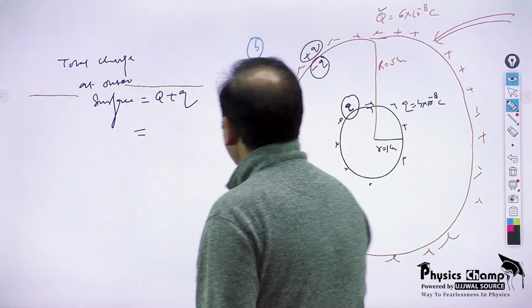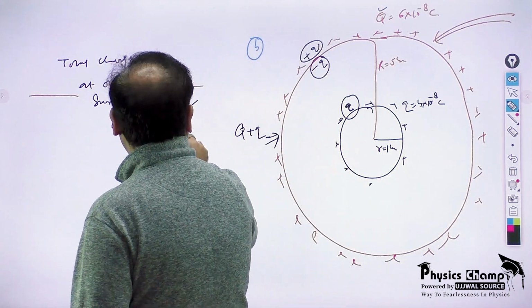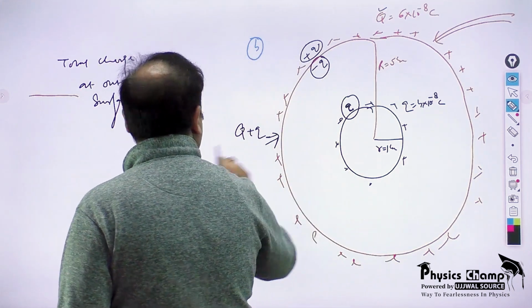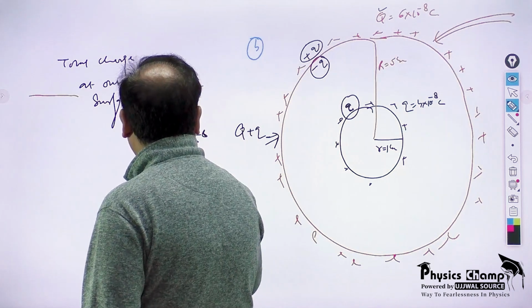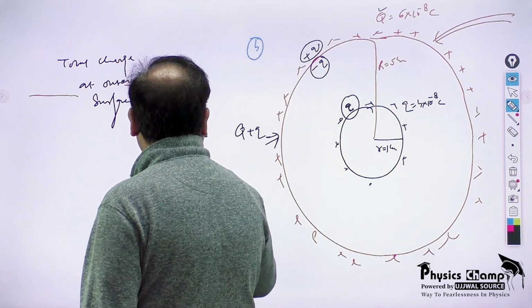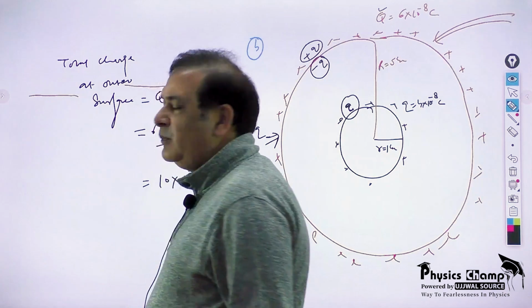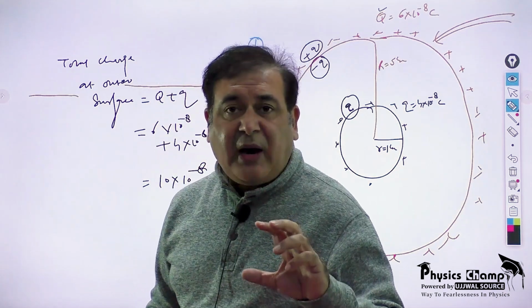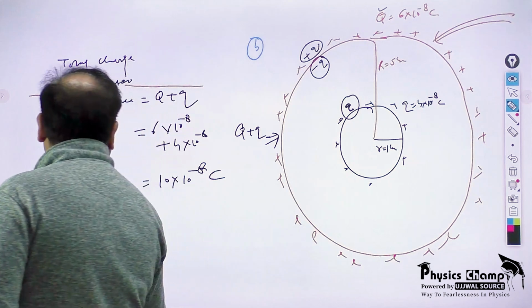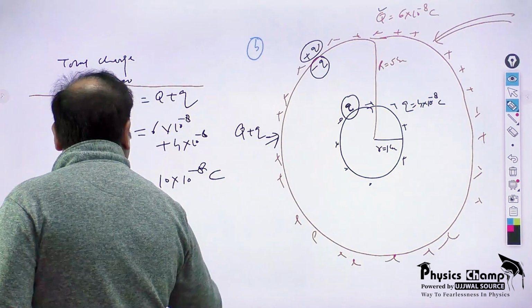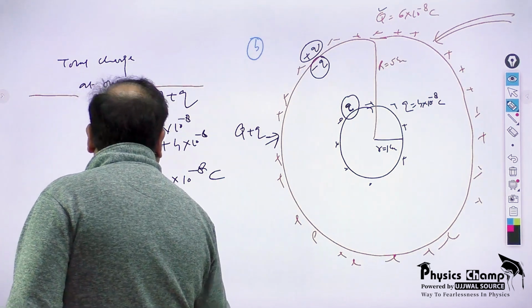So capital Q is 6 into 10 to the power minus 8 and plus small q is 4 into 10 to the power minus 8. That is 10 to the power 10 into 10 to the power minus 8 coulomb. And if you are looking for the charge density on the outer surface of the outer shell, then you can say it is Q plus q by 4 pi capital R square.